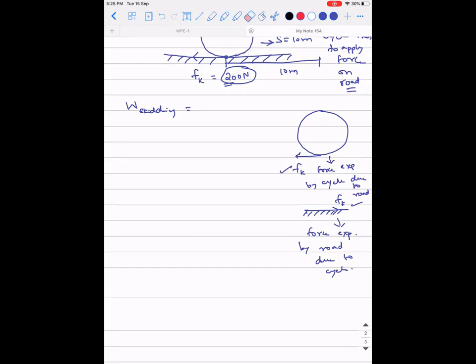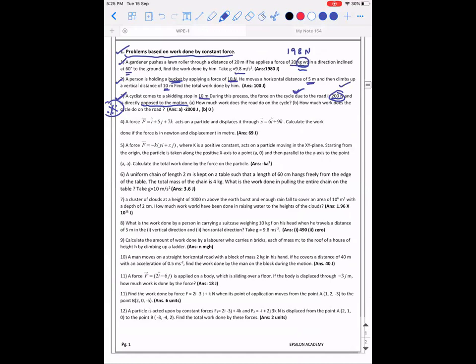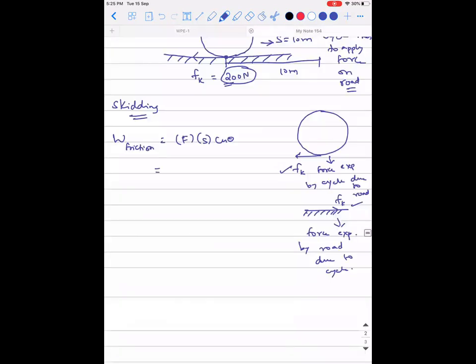So for work done in the skidding process, my question has to be more specific. Skidding work done by friction is how much? F into S into cos theta. I'm applying this formula because the frictional force given is a constant value. How did I find it's a constant value? Because it is independent of displacement, 200 Newton. So 200 into what is the displacement? 10 meter into cos of how much is the angle between them? 180 degree. That's right. So it will be minus 2000 joule.